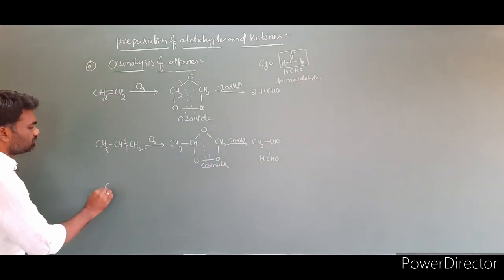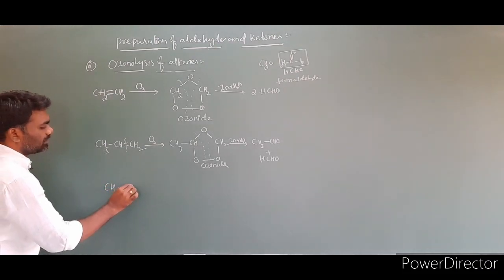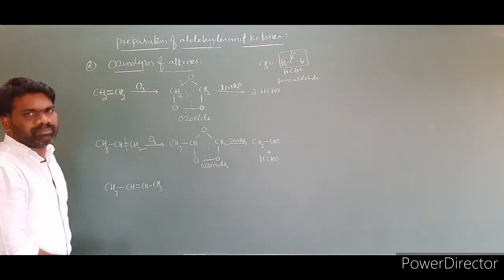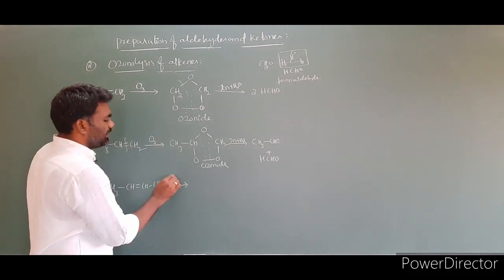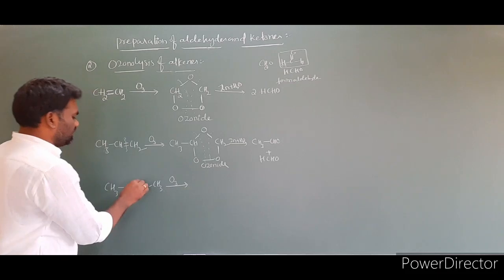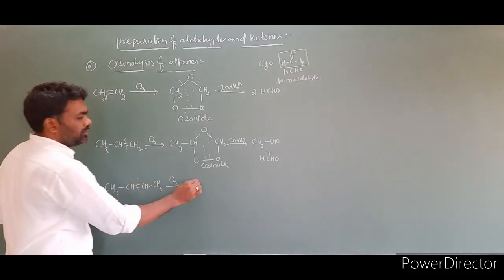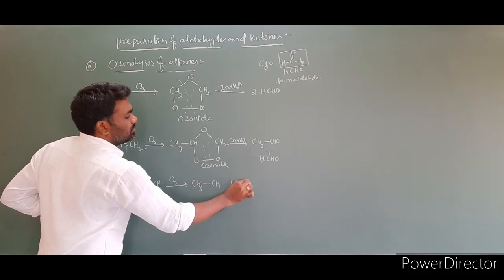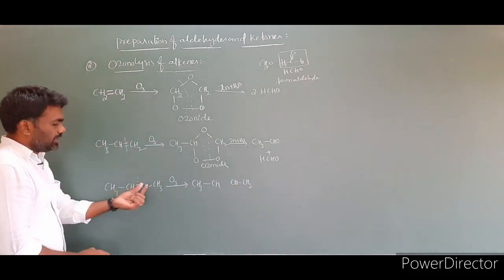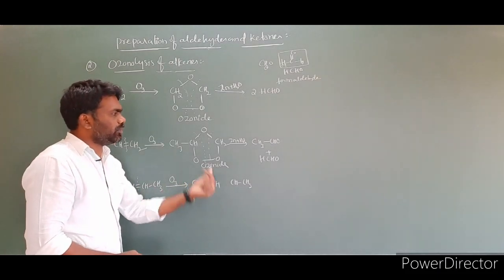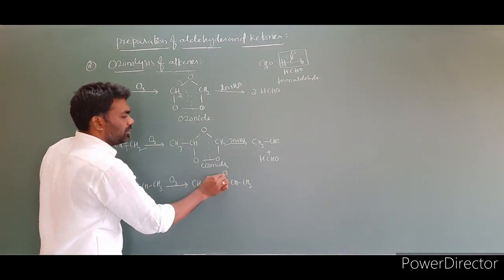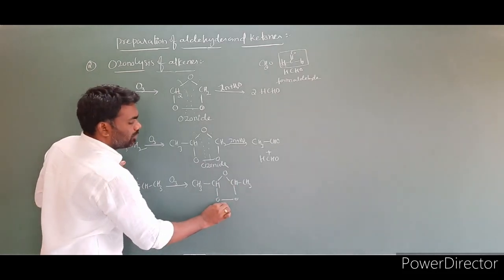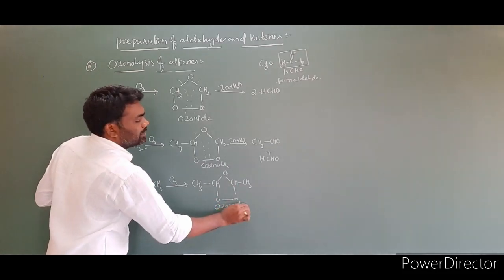Take one symmetrical alkene, CH3-CH=CH-CH3. I took this symmetrical alkene, and I am treating it with ozone. Break this double bond. Then write CH3, CH, CH, CH3. Clear? Then these two carbons we have to join by the ozone molecule, like this pattern. We call this the ozonide, isn't it?